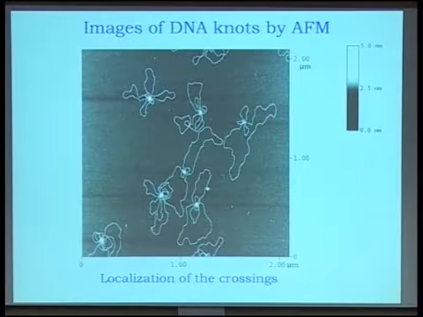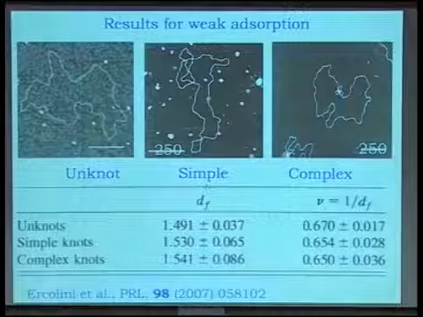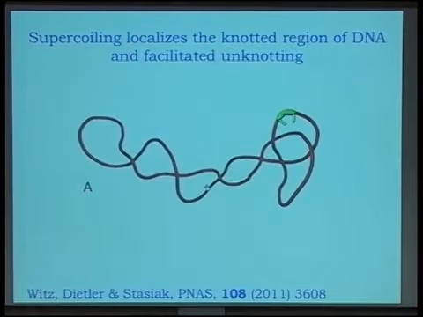And so you see, these are always more complex knots. You see that all the crossings are concentrated in a spot. Okay.